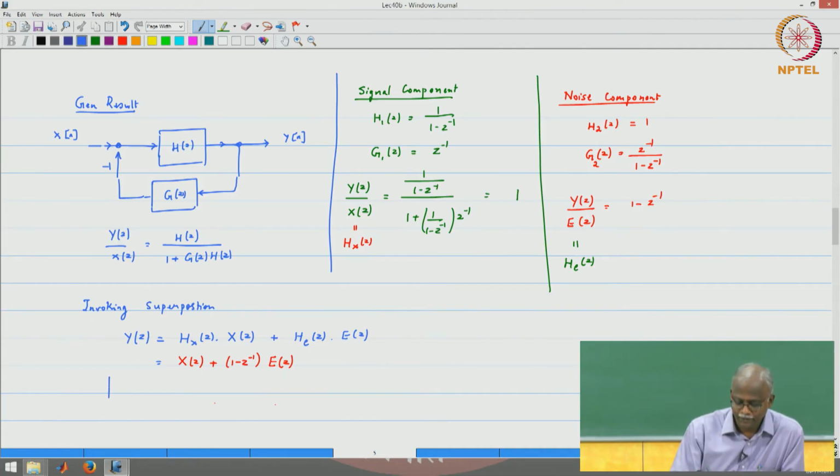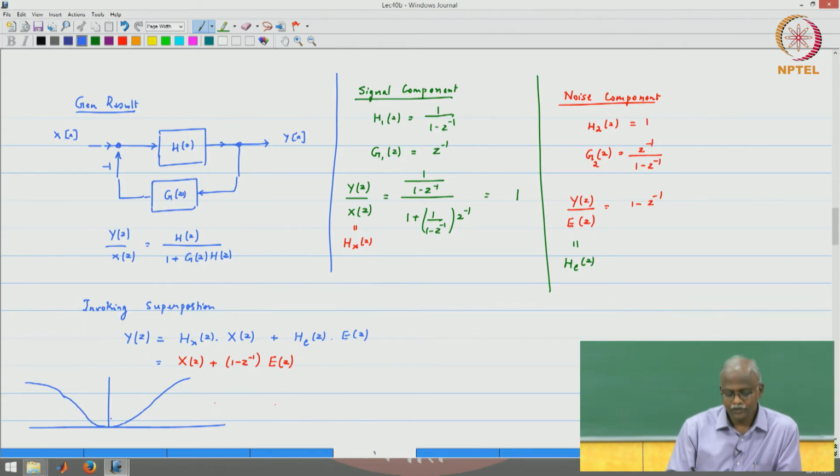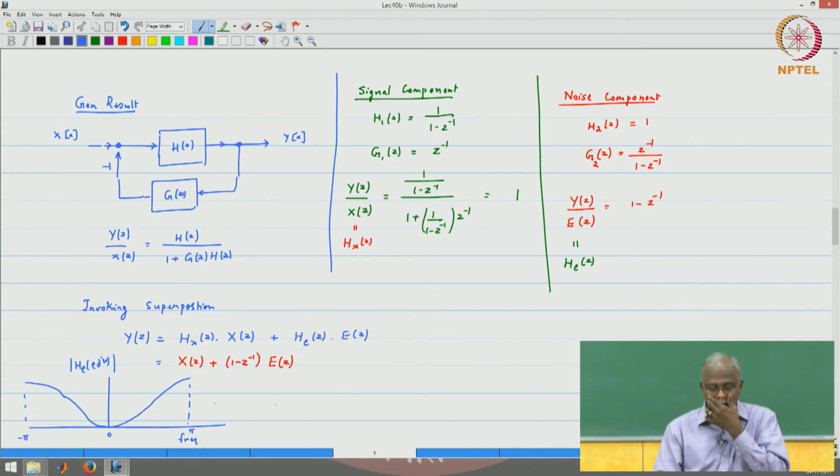If you sketch this, 1 minus z inverse basically says that there is a 0 at omega equal to 0. So, it looks like a bowl. Okay. So, this is frequency, this is pi, this is 0, minus pi, and this is the magnitude of H_e of e to the j omega.